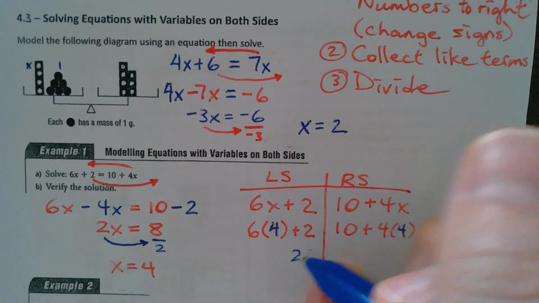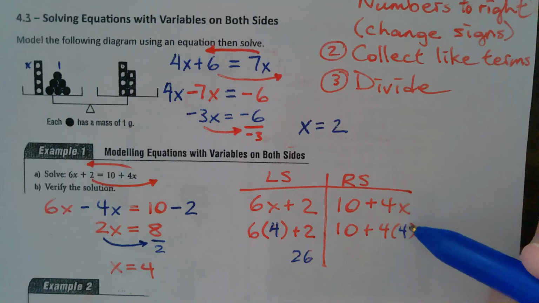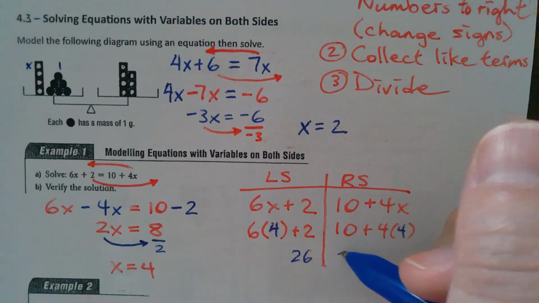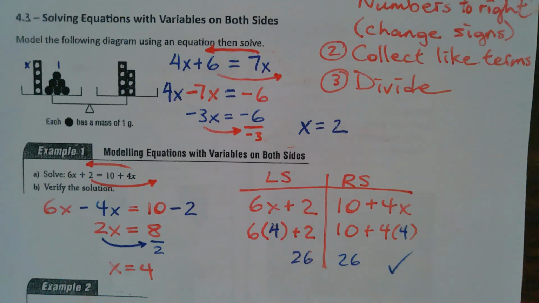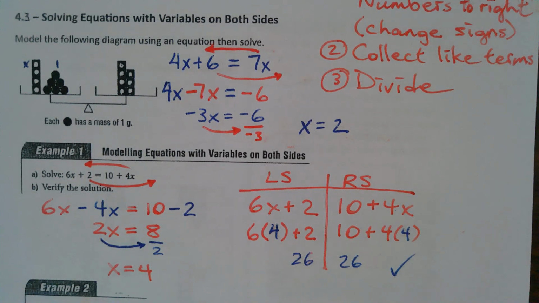26. Okay, what about here? 4 times 4 plus 10? And so what does that mean? They're equal, and your answer is correct.